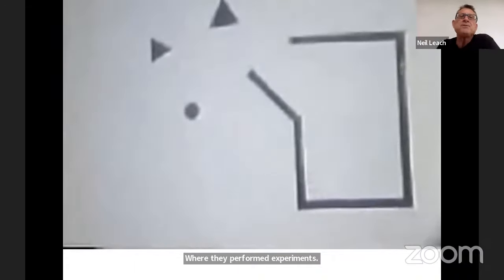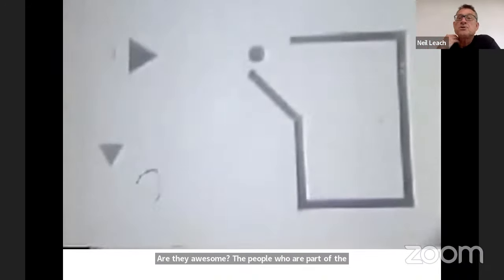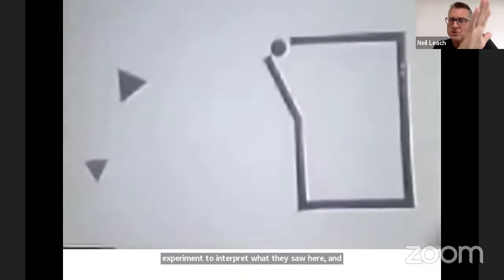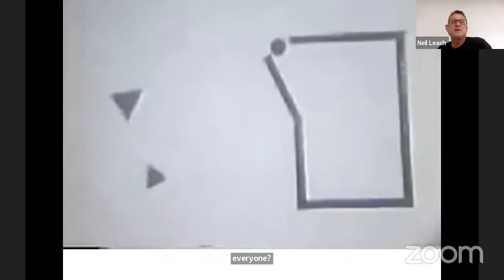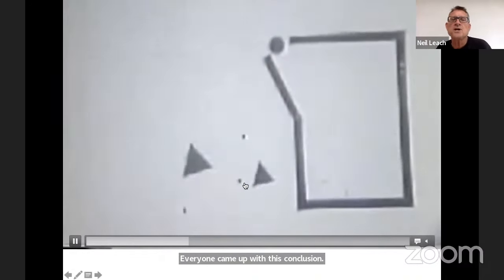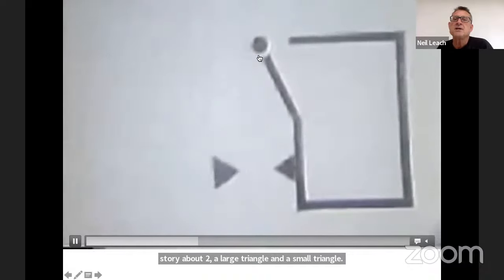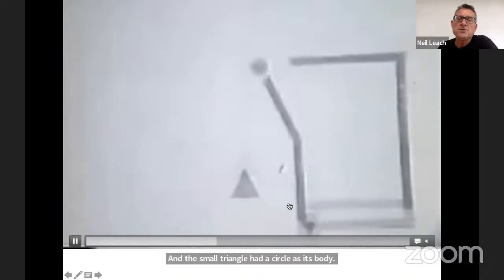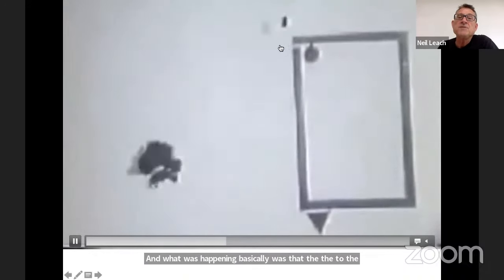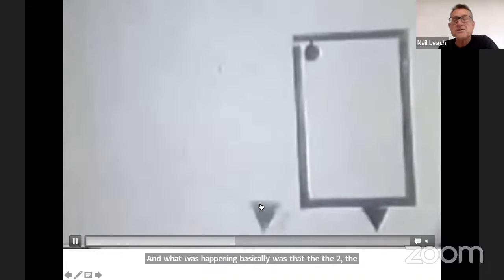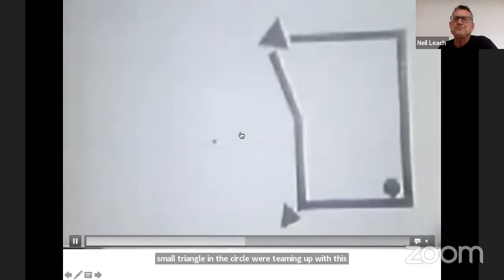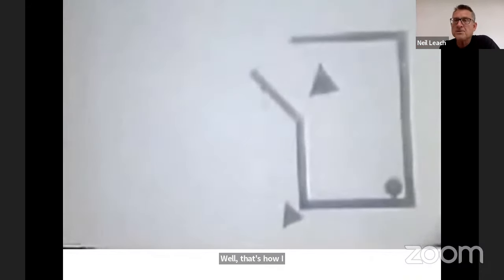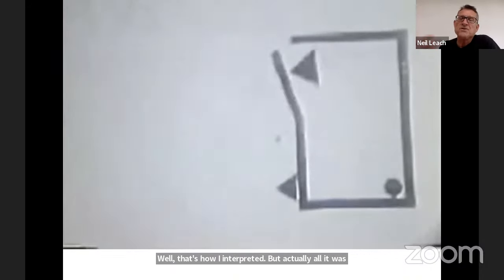And they asked the people who were part of the experiment to interpret what they saw here. And everyone came up with this conclusion, that this was a story about a large triangle and a small triangle, and the small triangle had a circle as its buddy. And what was happening basically was that the small triangle and the circle were teaming up with each other against this larger triangle. Well, that's how they interpreted it. But actually, all it was, was a series of shapes on the screen.